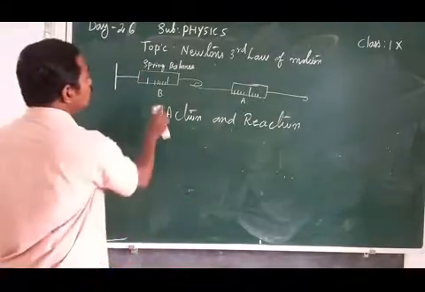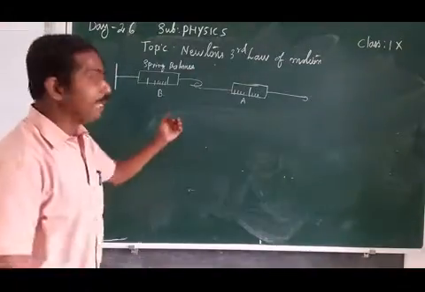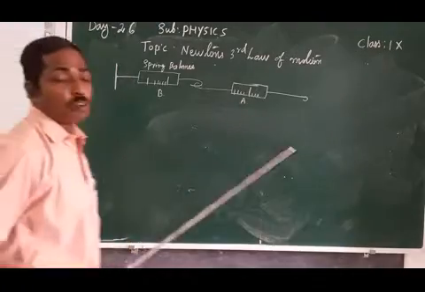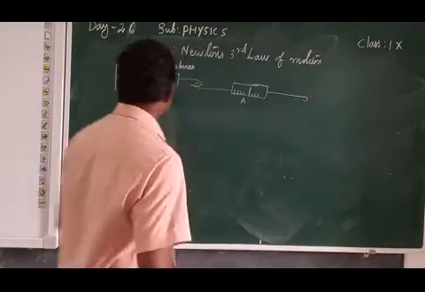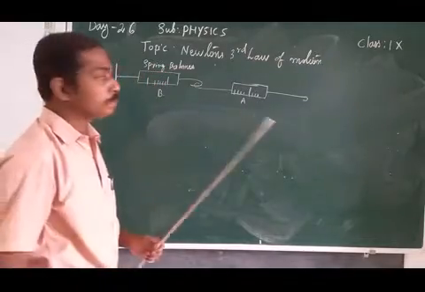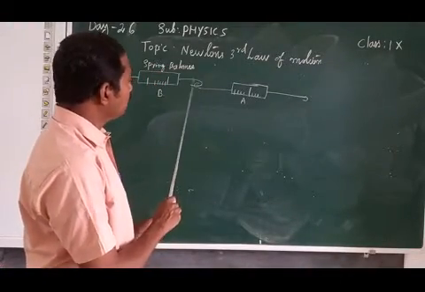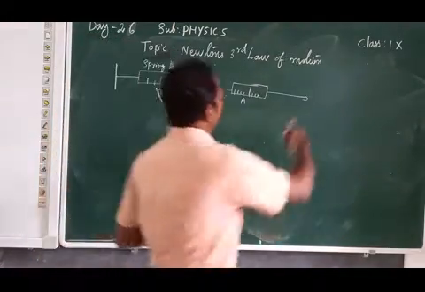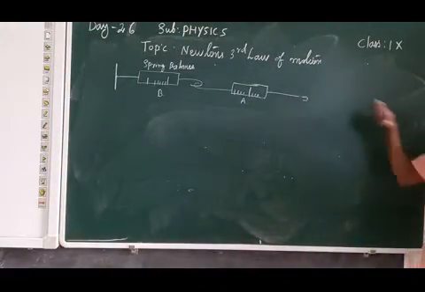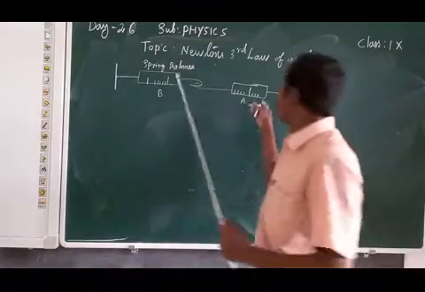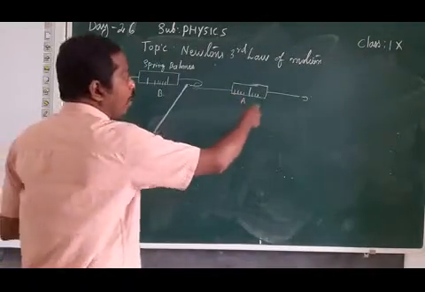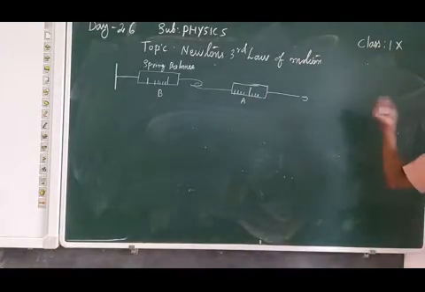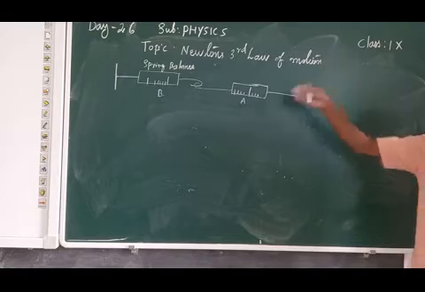There are two spring balances you can see, A and B. Spring balance B is attached to the wall. That's why it is fixed. The hooks of both spring balances are tied together, and spring balance A is in your hand. Then you pull it. So we are applying force on spring balance A with our hand.